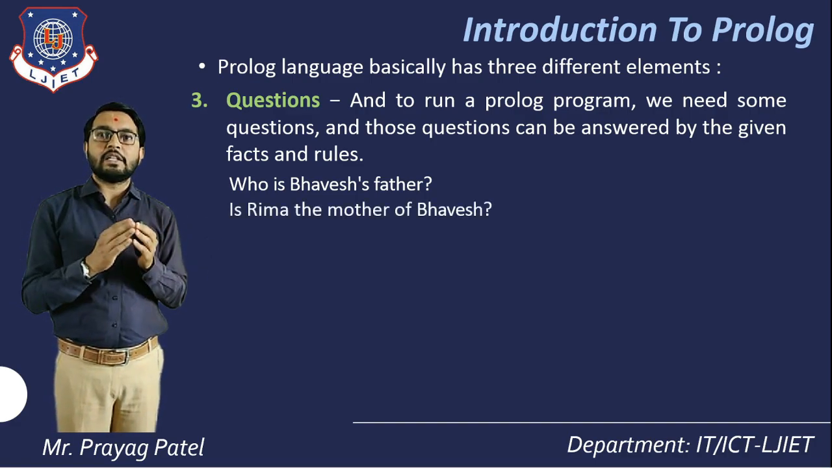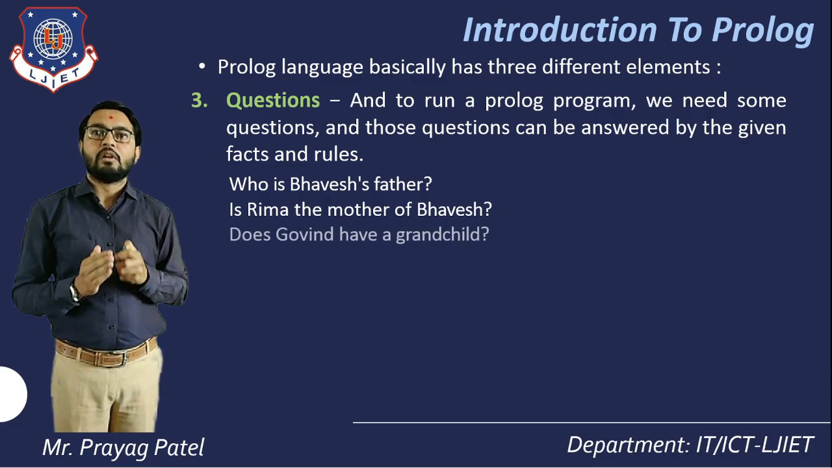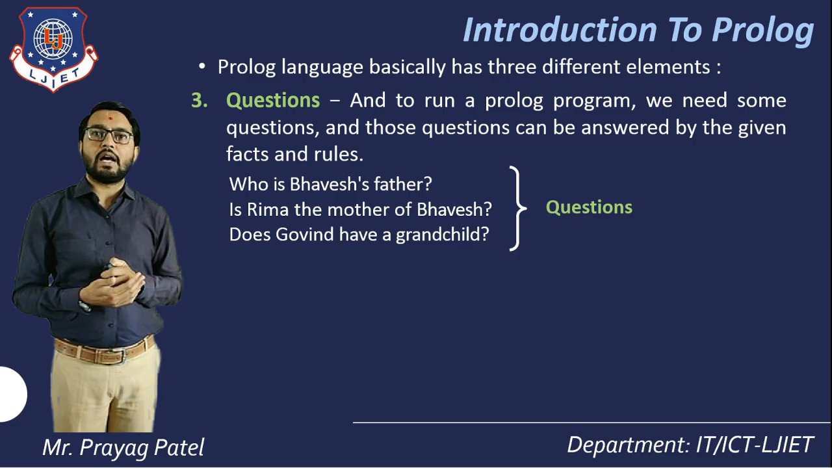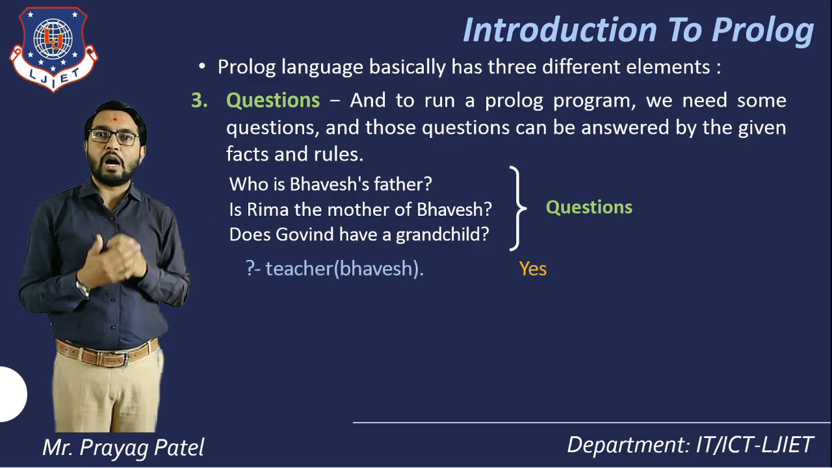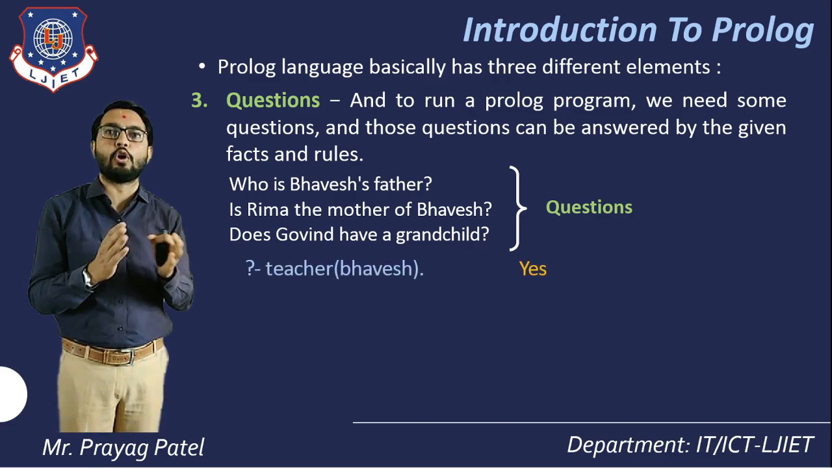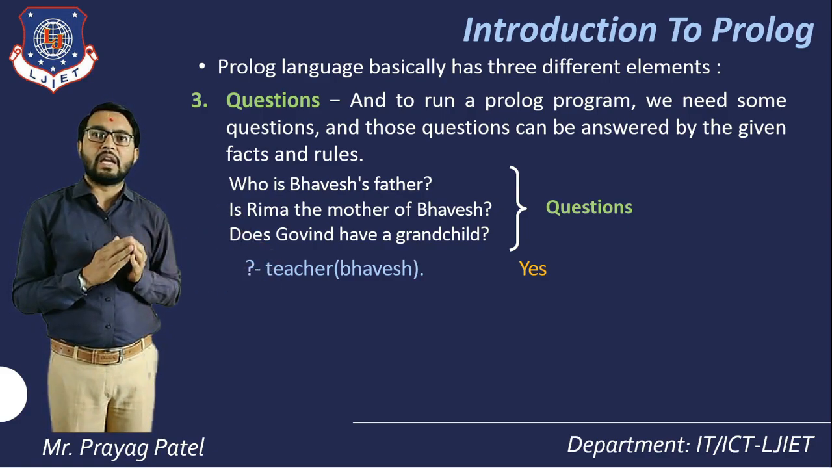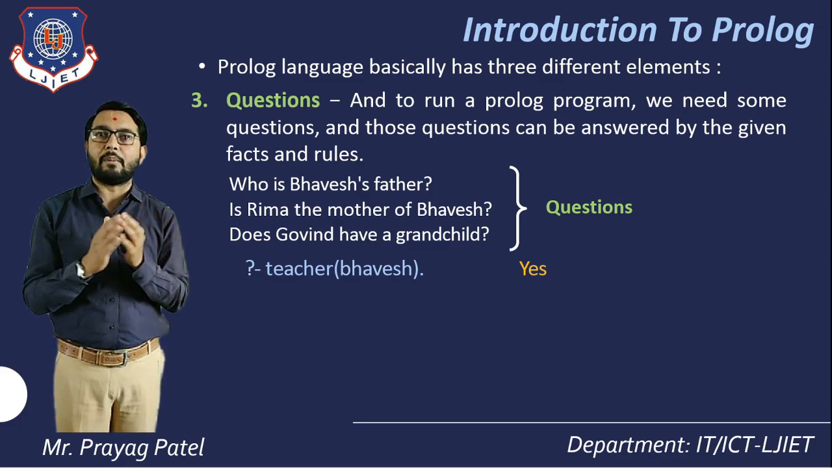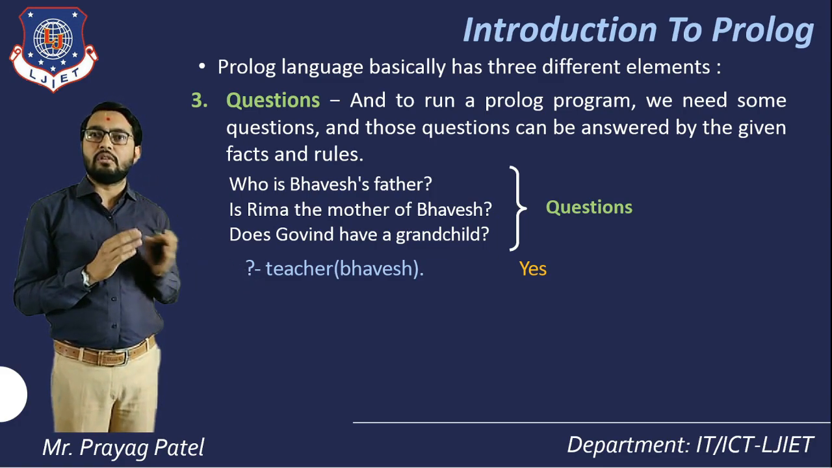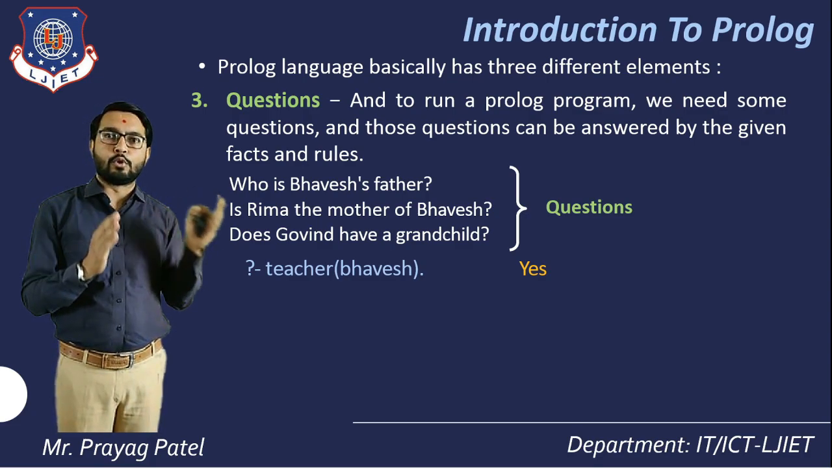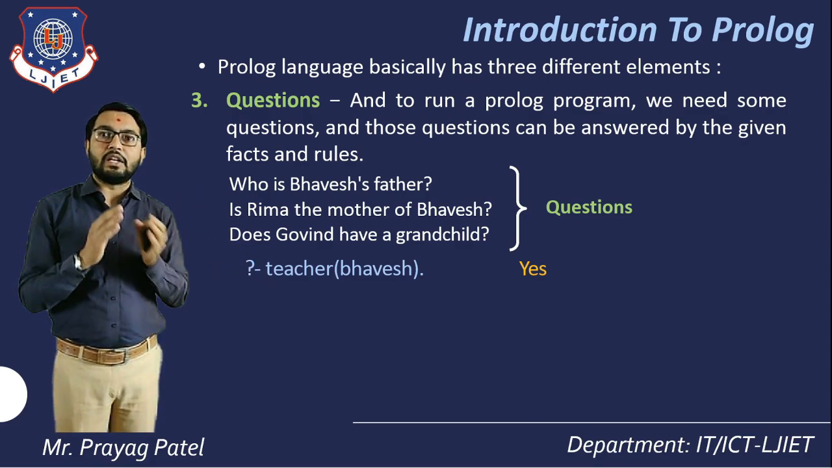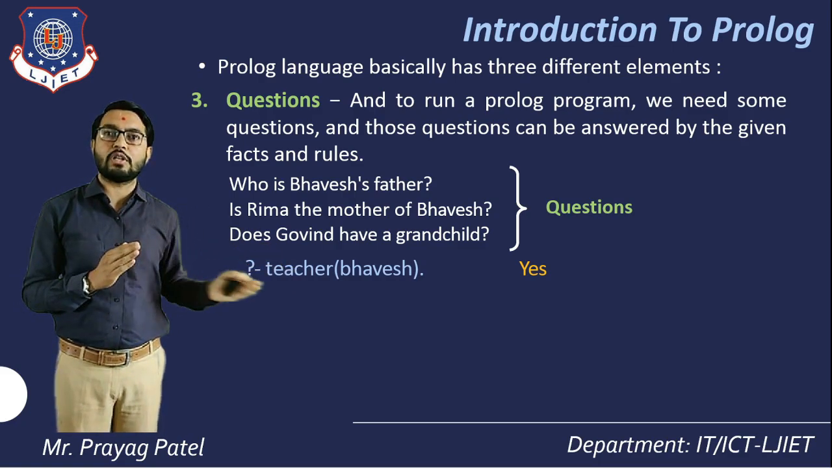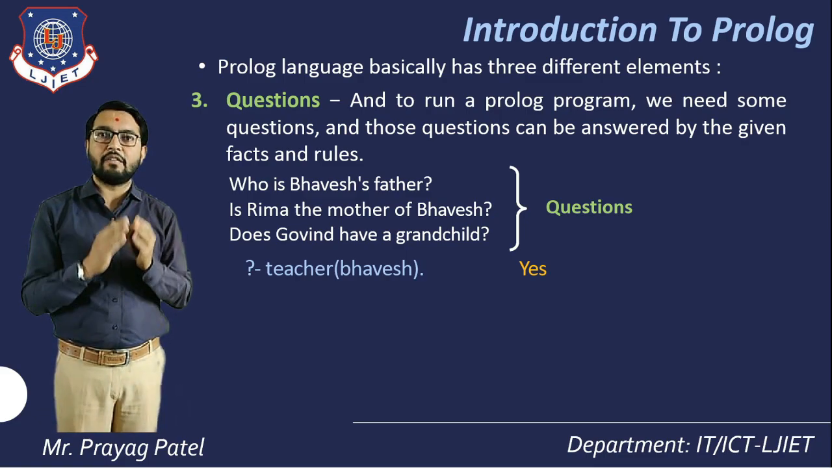Second question is, is Rima the mother of Bhavesh? Third question, does Govind have a grandchild? So these all are considered as questions. Now how can we represent these questions in the Prolog programming language? So first thing is, the question mark and dash is given by default by Prolog. So initially this term is available in Prolog. Now you write teacher in brackets Bhavesh. Then we write the full stop, because this is a goal. In the form of a question we write the goal.